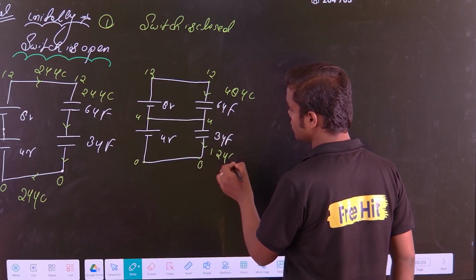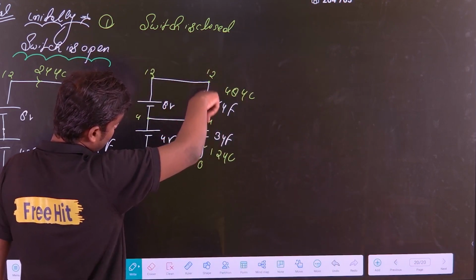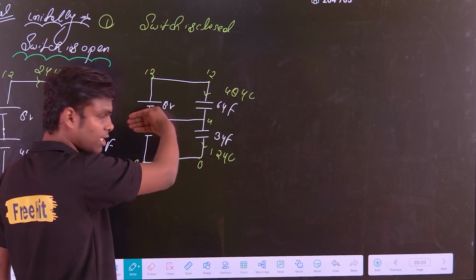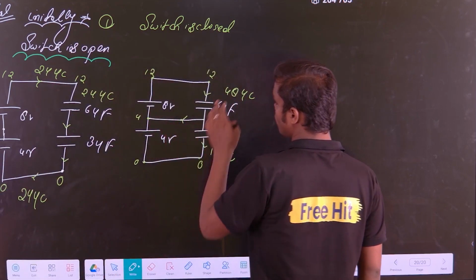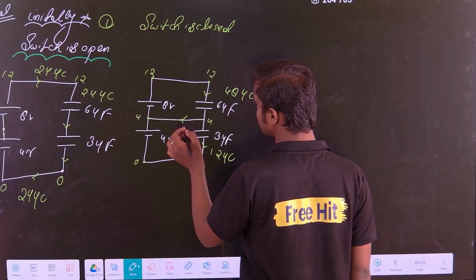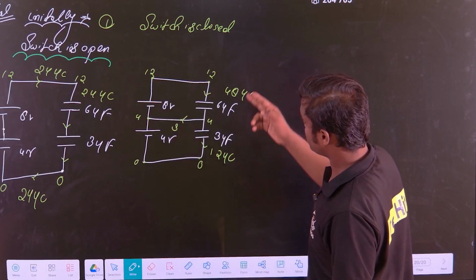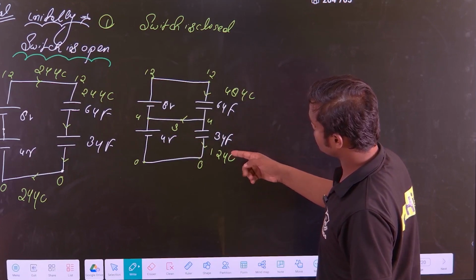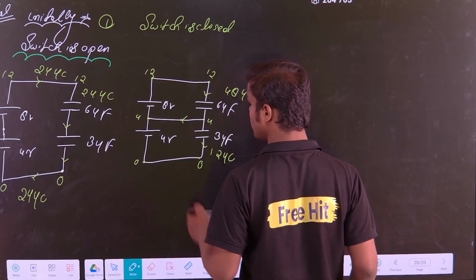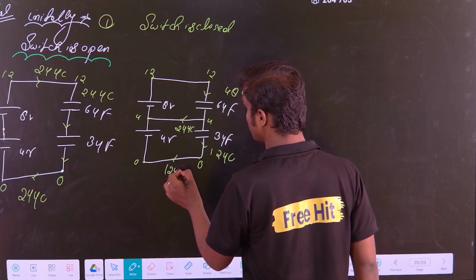12 microcoulomb. So now you can see 48 microcoulomb is coming from here, but in this branch we are getting only 12 microcoulomb. So some charge must flow in this branch, correct? How much charge will flow? 48 minus 12, how much is that? 48 minus 12 is 36. So it will be 36 microcoulomb and this is 12 microcoulomb.